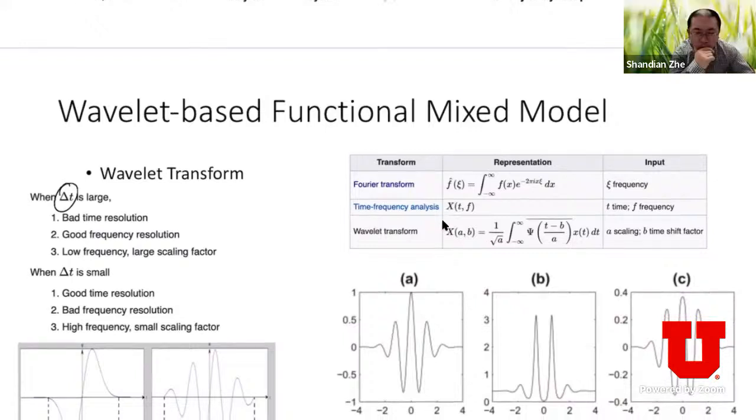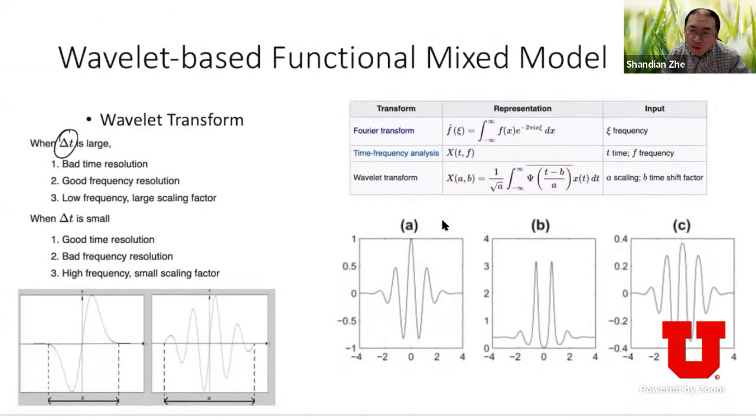So j and k should be here, b, right? B is a shift. B just indicates the location. Yes, a indicates the granularity.